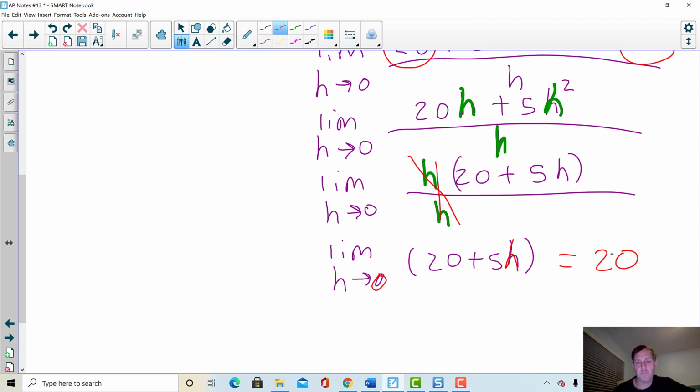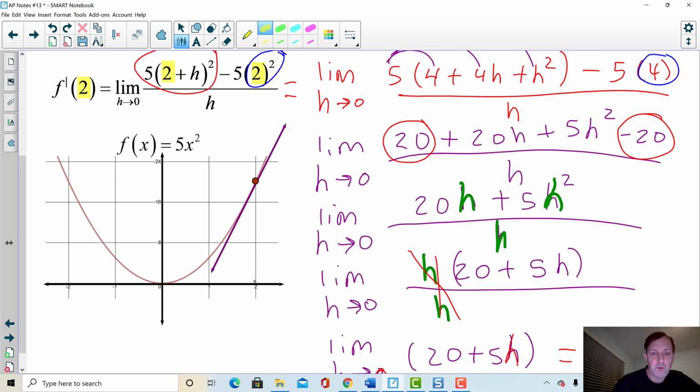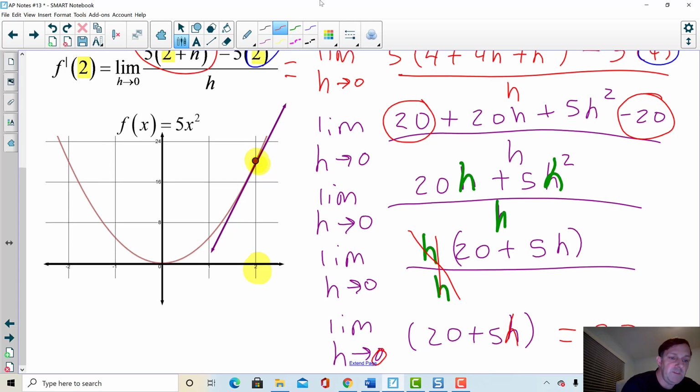What does this mean? Well, we chose a c value of 2, so what it means is, when x is 2, the slope at that spot is going to equal 20. So the slope of the tangent line when x is 2 is 20. Now you may see this written as f prime of 2 is equal to 20.